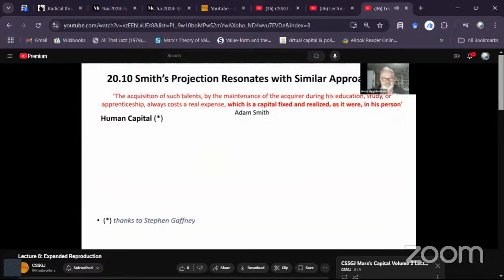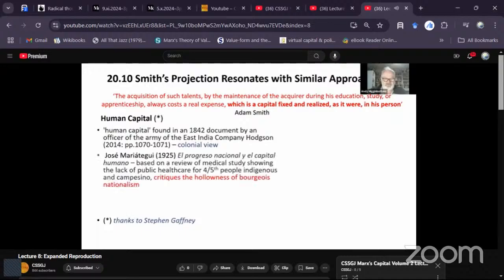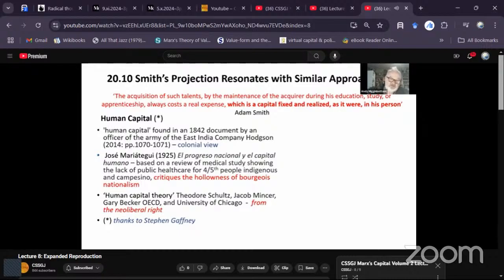And on this thing about human capital, Stephen gave some very helpful references to the reading groups to follow this up. The term human capital, or the concept of it, you can see Mariátegui's use of it, I would say, was actually interesting, and I would say innocent, in the sense that he's not really making a big thing about capital, he's making a thing about human resources. He looked at a medical study which showed how poorly looked after the majority of the population in Peru were 100 years ago now. So he uses the term, but the concept behind it is quite different.